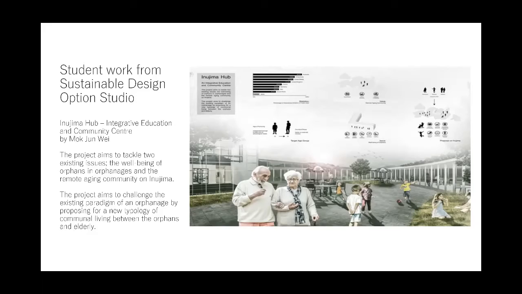So one of the interesting projects was done by Mok Jong-wei, who also won an award later in the Masters for a separate project. He did a great project on Inujima, looking at how elderly populations might live more sustainably and more in unison with the younger population. So this is an interesting synergy of another group of people that need care, orphanages, and looking at how we can promote more people within this island. So this was his project.